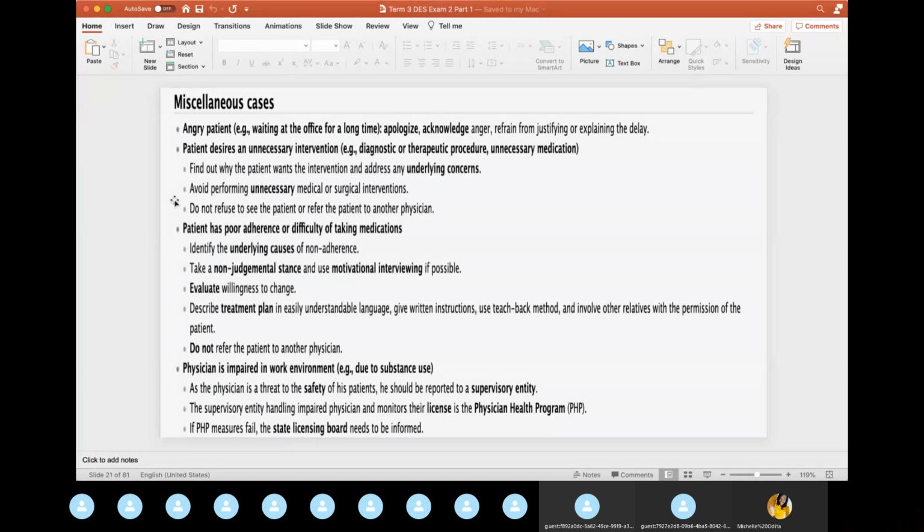Physician is impaired in the work environment. The physician drank a lot of vodka and came to work. He's impaired. What are you going to do? If you determine that the physician is a threat to the safety of his patients, you should report him to your supervisor, the supervisory entity, and they're going to enroll him into a physician health program. If that still doesn't work and the physician is still drinking, then the state licensing board needs to be informed.